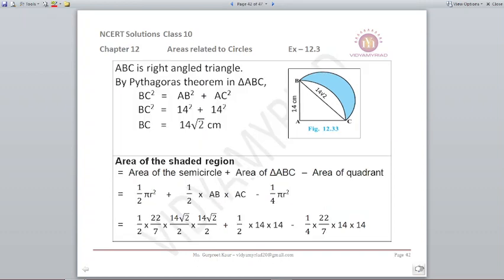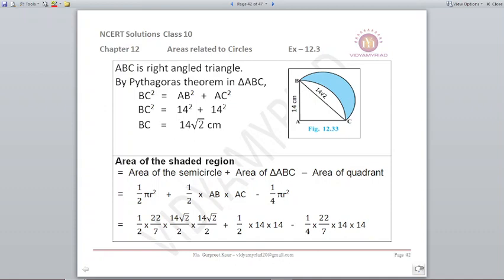Now, we don't know BC, which is the diameter. We know the side of the square is 14. So, using Pythagoras, we will find BC, which comes out to be 14 root 2 centimeters. Now, let us put them into the formula. The area of the shaded portion is the area of a semicircle plus the area of a triangle minus the area of the quadrant.